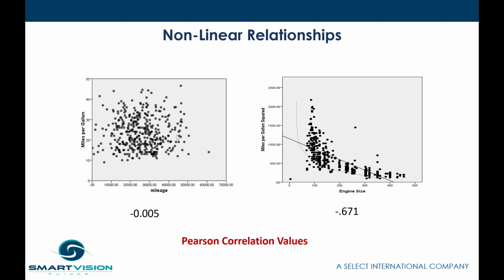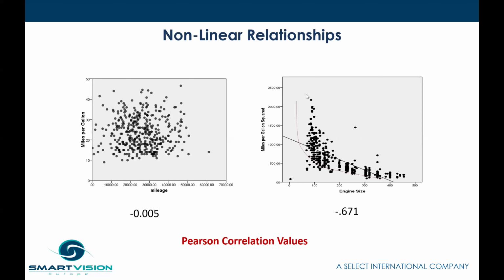And indeed, if we looked at a completely random relationship here, this is miles per gallon against mileage. The two values are not related to each other. The age of the car is not related to the miles per gallon. It's going to get very close to 0. And that's reflective of the fact that it's a non-linear random relationship.